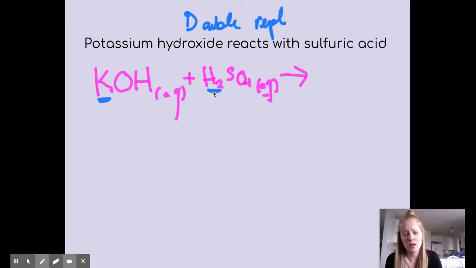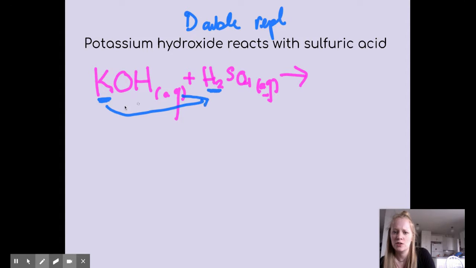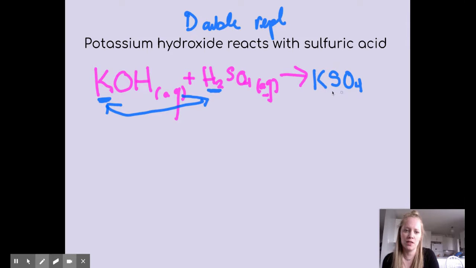Our cations are our positively charged ions in our compounds. They are always written first. They are our metals. So these guys are going to switch in regards to what our products are going to be. So potassium is now going to be with sulfate. Okay. Now, the numbers here and what goes down in the bottom is not influenced by this side at all. It is influenced only by the charges. So potassium is 1 positive, sulfate is 2 negative, so I actually need 2 potassiums.